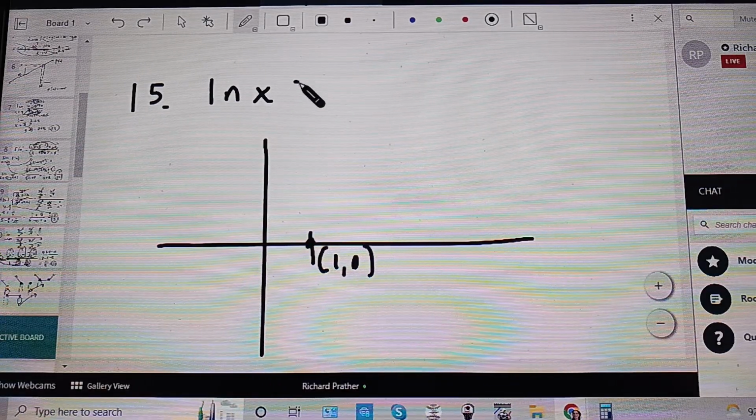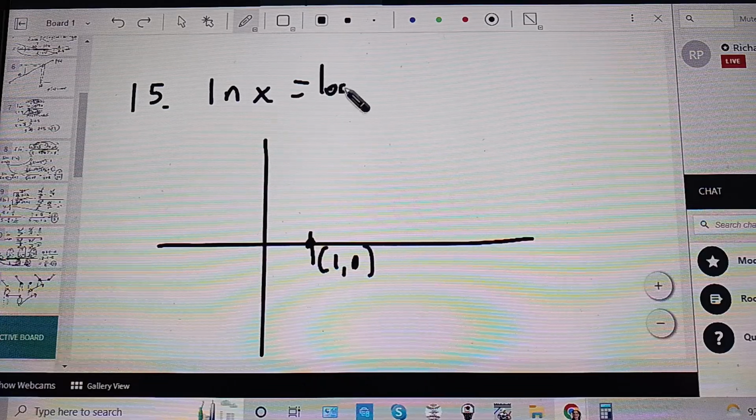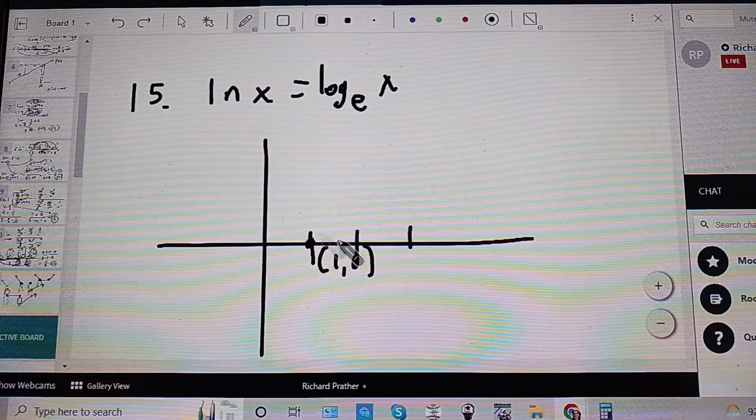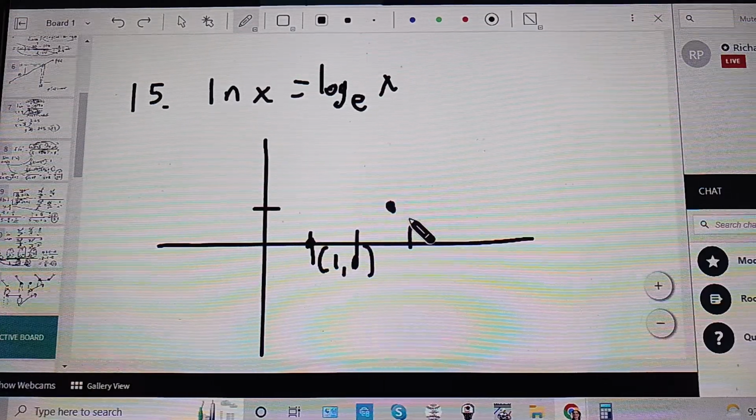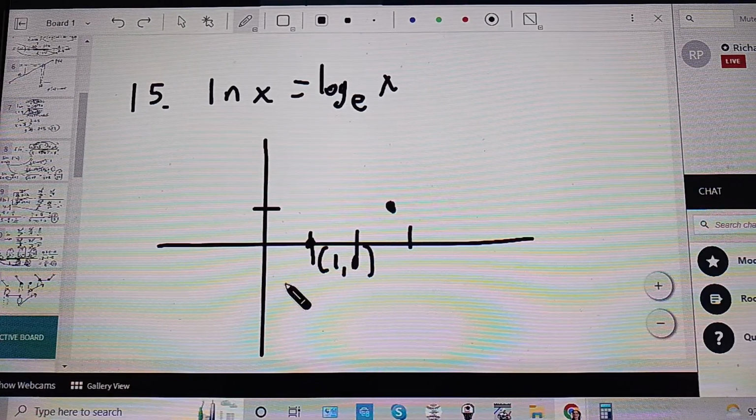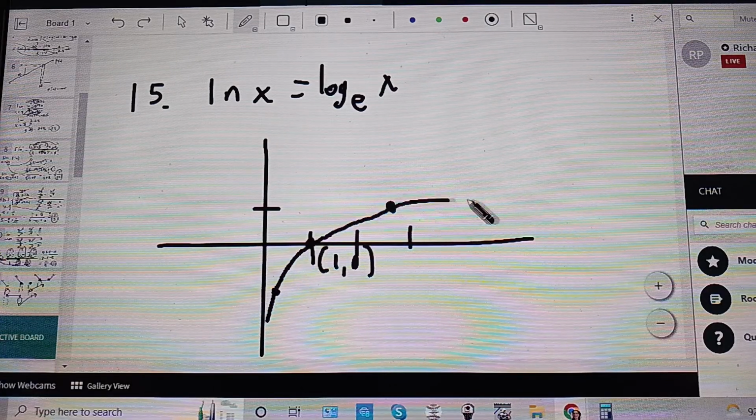So natural log is log base e. So then (2.8, 1) is going to be another spot on this graph, because if I do the exponential version, it'll be (1, 2.8). And then your other point will be here. So here's the log graph.